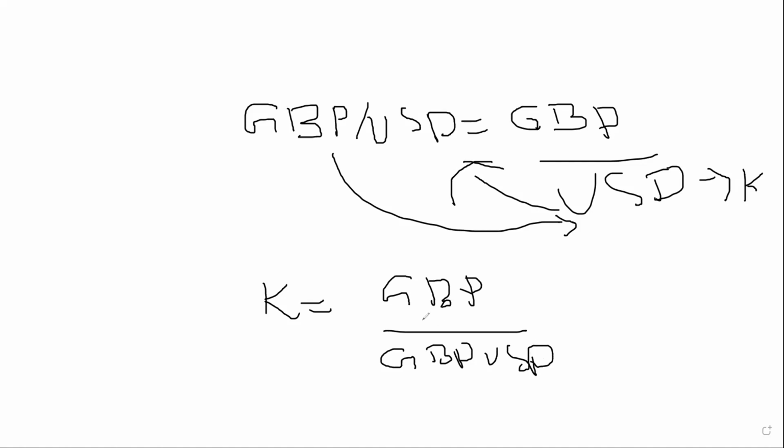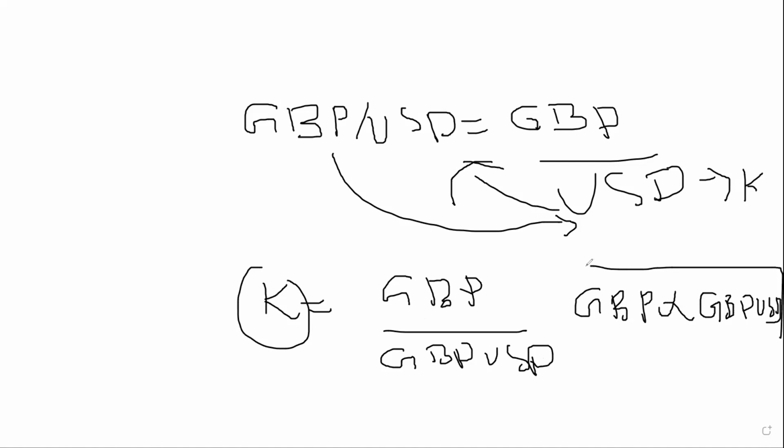So what happens if this is K? We can say that GBP is directly proportional to GBP US dollar. Correct? Yeah, just a simple rule. Remember that. You can practice later.